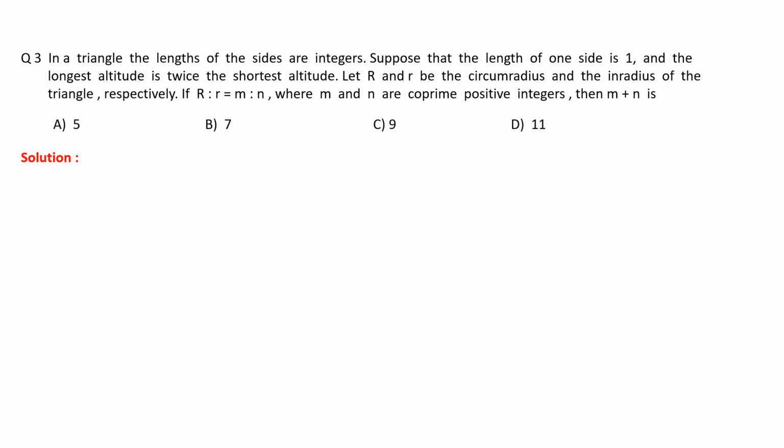Now students, by the term co-prime positive integers, we mean that m and n do not have any common factor except 1. That means capital R upon small r has been expressed in the simplest form, after cancelling the common factor from the numerator and denominator, right? The second important thing in this question is that the lengths of all the sides are integers, and we are given that the length of one side is 1. So this must be the length of the shortest side, because the smallest positive integer is 1 only.